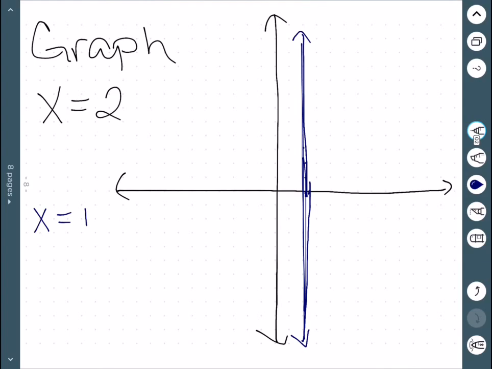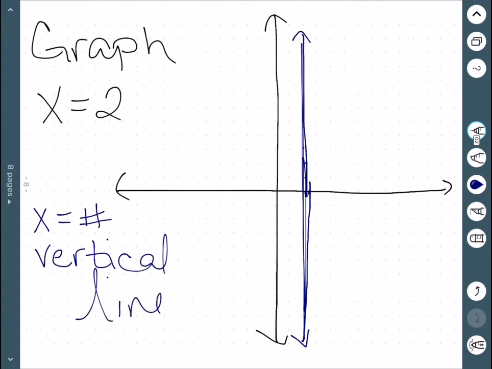And in general, anytime you see x equal to a number, this is a vertical line. x equal to -4 would be a vertical line at -4. And anytime x equals a number, it's a vertical line at that point.